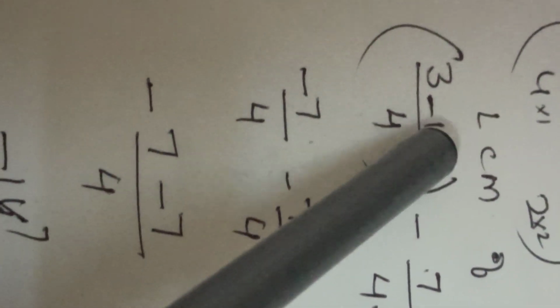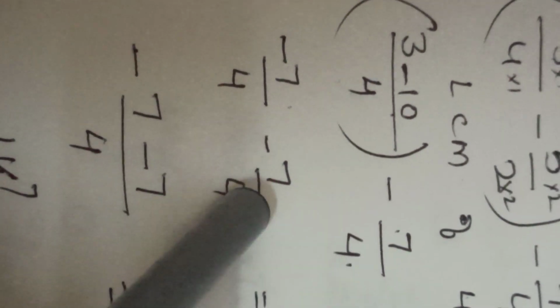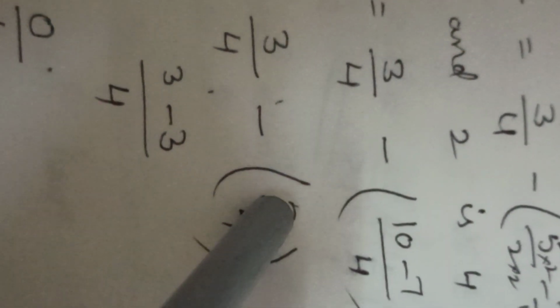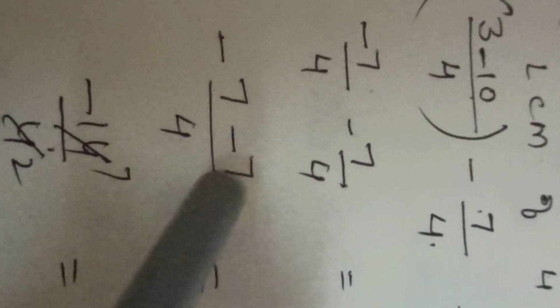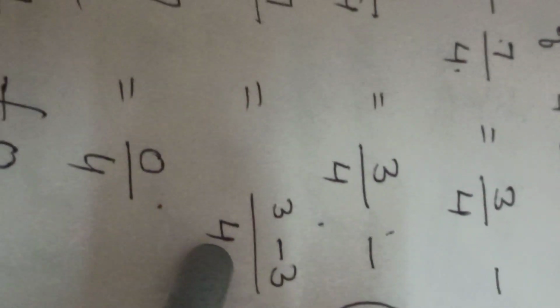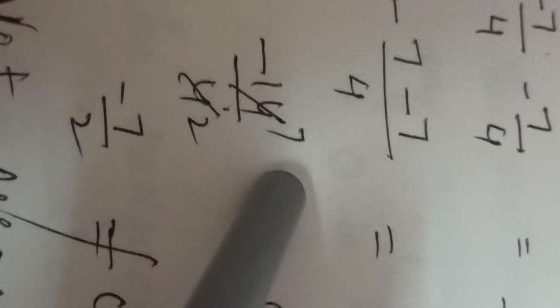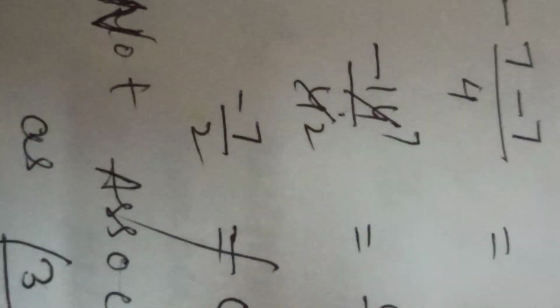Here we get (3 - 10), so we will get -7/4 - 7/4, equal to 3/4 - (10 - 7)/4, which is 3/4 - 3/4. Here -7/4 - 7/4, 4 is the LCM, and here also 4 is the LCM. So here we get -14/4, which is 2 2s are 4, 2 7s are 14, so we get -7/2. Here 3 minus 3 is 0, so 0/4. So -7/2 is not equal to 0.